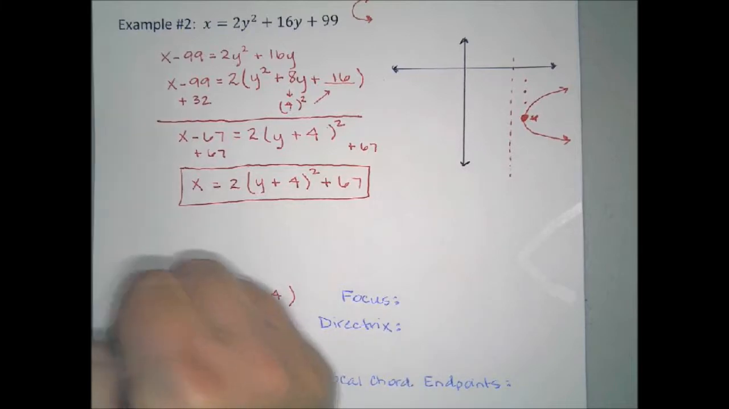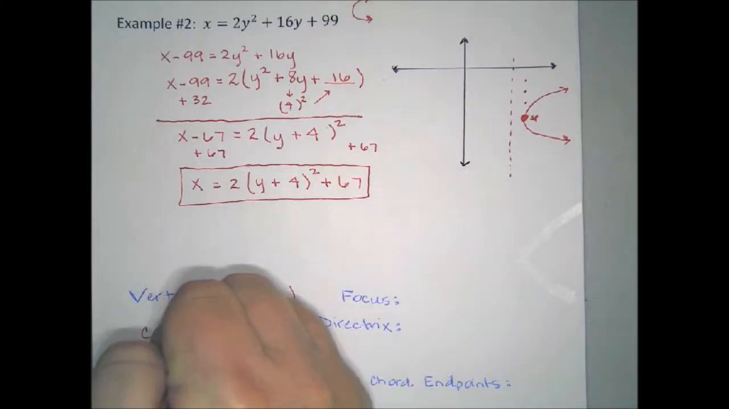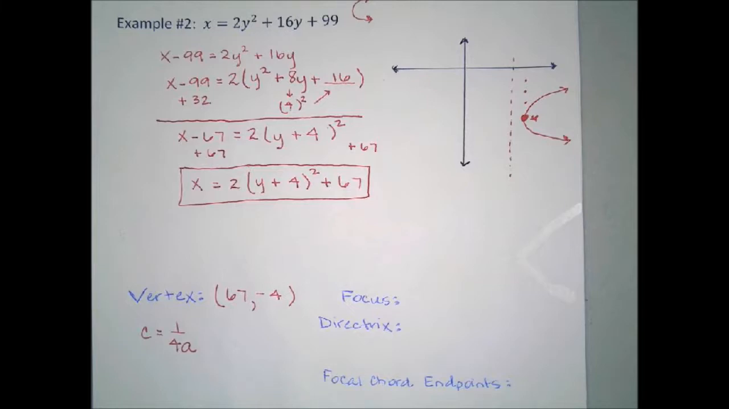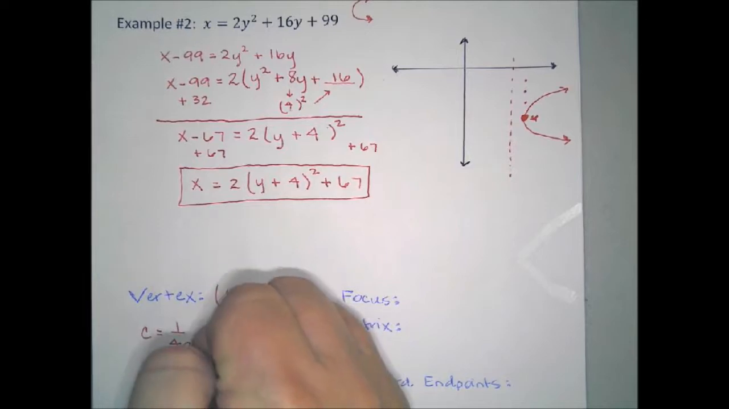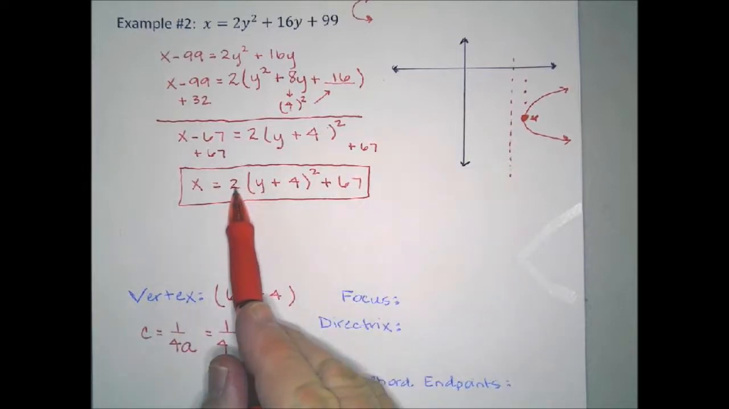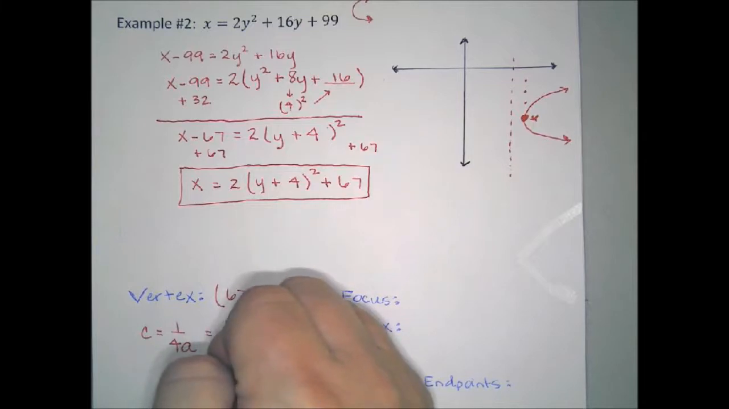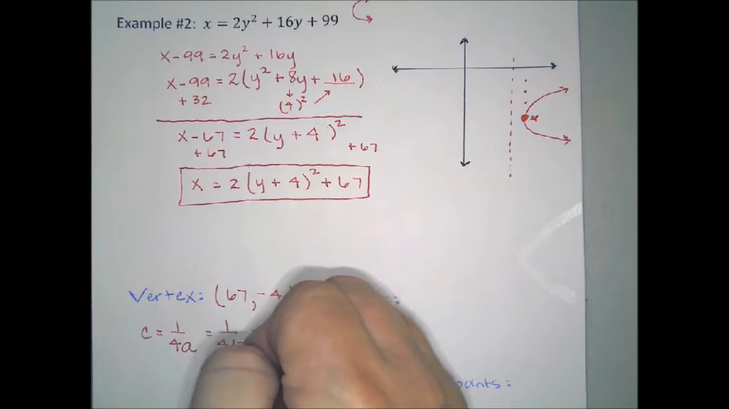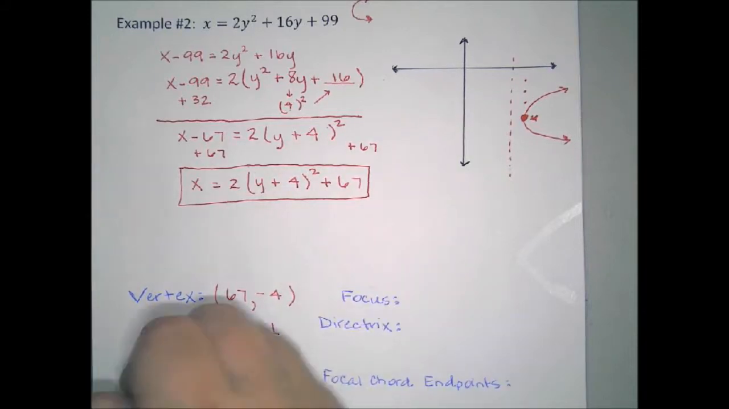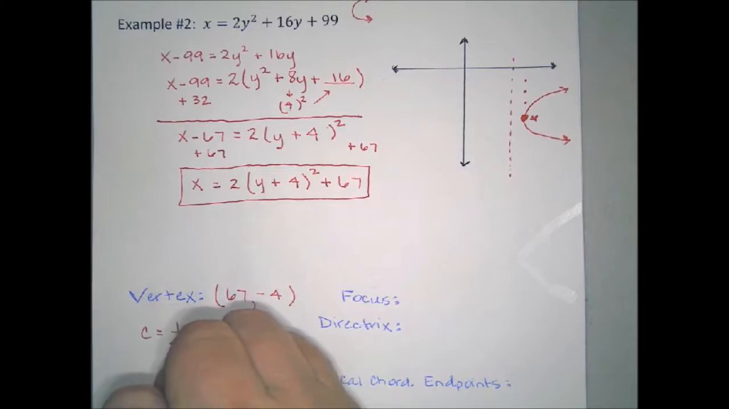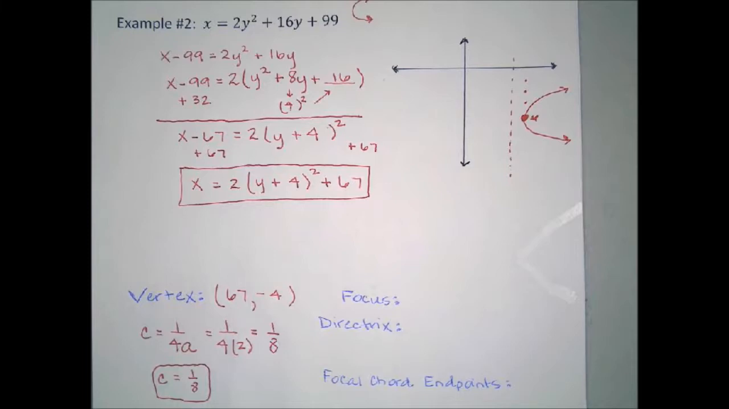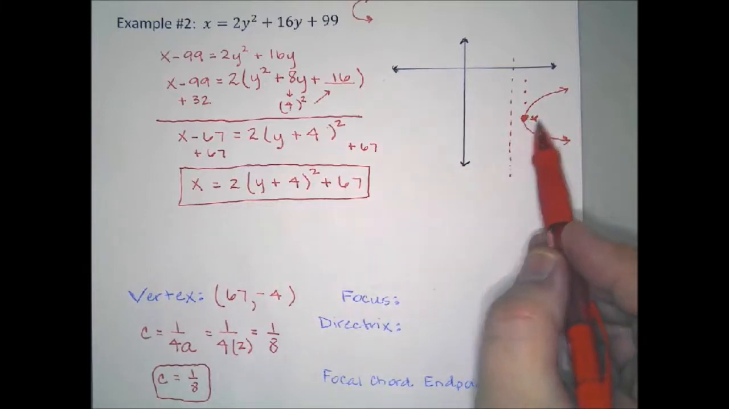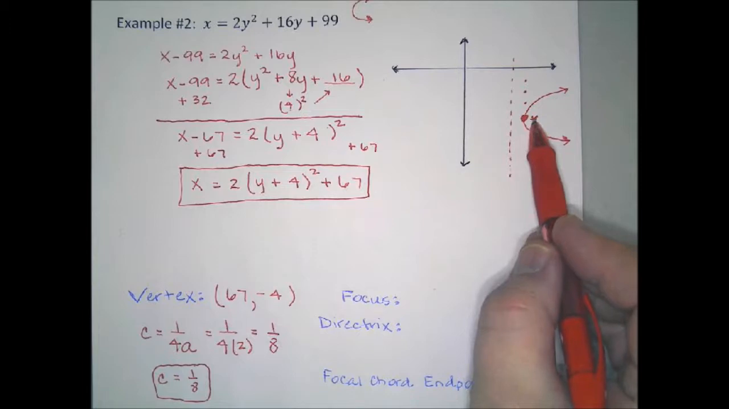So C equals 1 over 4A. That's the formula that's going to help you with this. So that equals 1 over 4, and the a value is 2. It's the leading coefficient, 4 times 2. So that makes the c value simply 1 over 8. C equals 1 over 8. Now, what that means is I need to take 1/8 of a step to the right to find the focus.